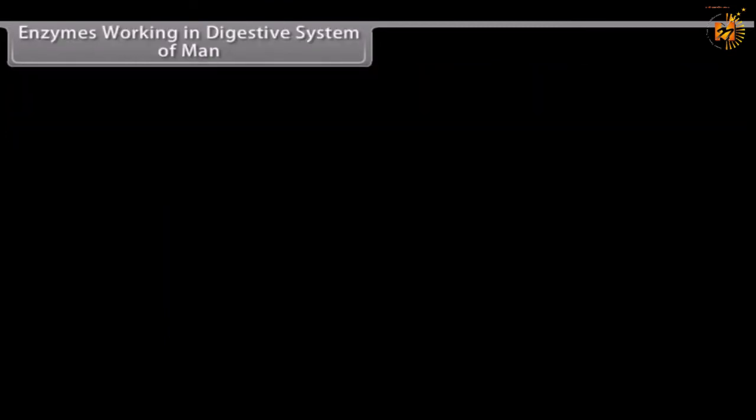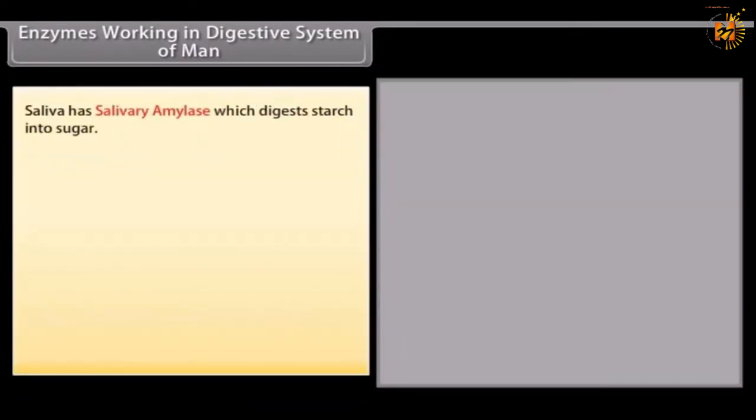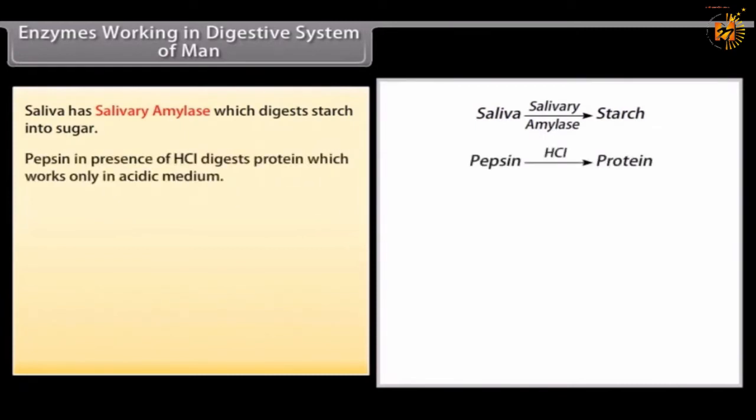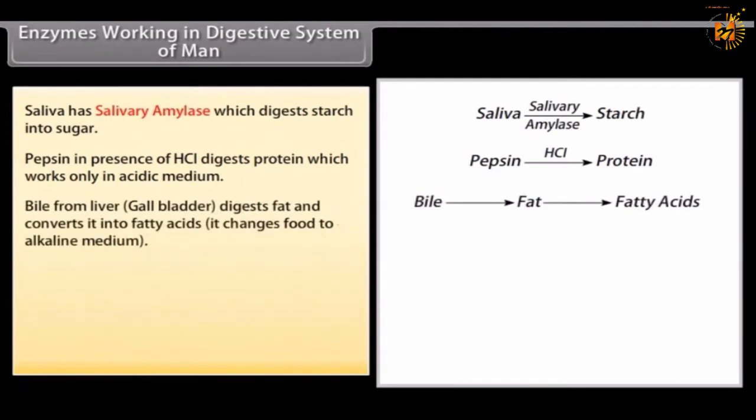Enzymes working in digestive system of man. Saliva has salivary amylase, which digests starch into sugar. Pepsin in presence of HCl digests protein, which works only in acidic medium. Bile from liver, gallbladder, digests fat and converts it into fatty acids. It changes food to alkaline medium.